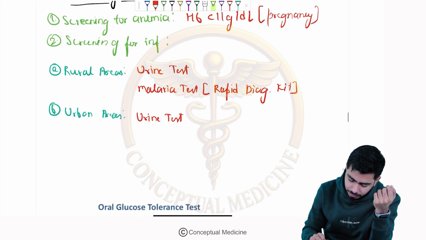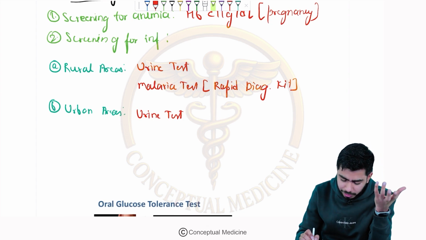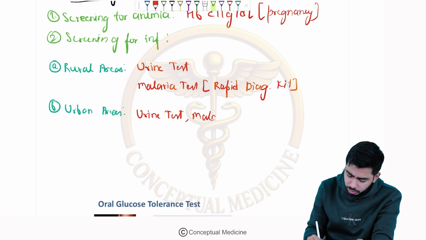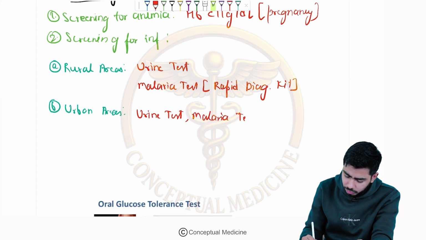So urine RM, or urine routine microscopy, we shall be running over there. Along with that, you might be doing the malaria test also, using the rapid diagnostic kit, right? Malaria test you shall be doing.